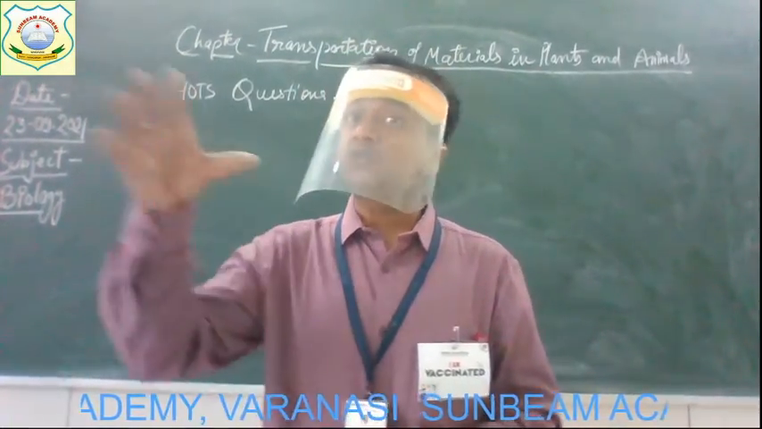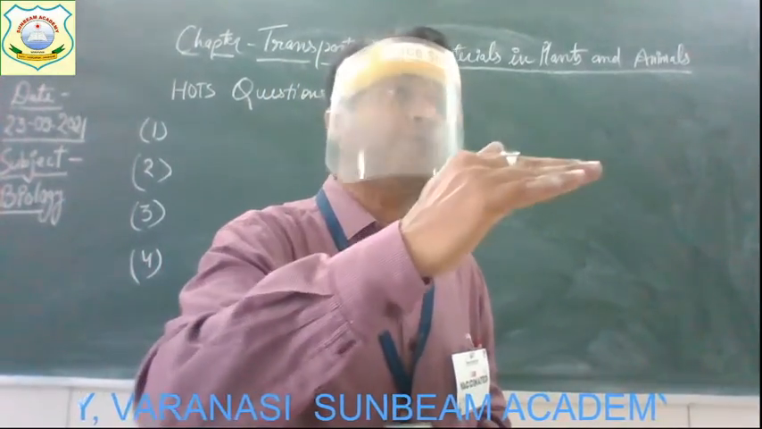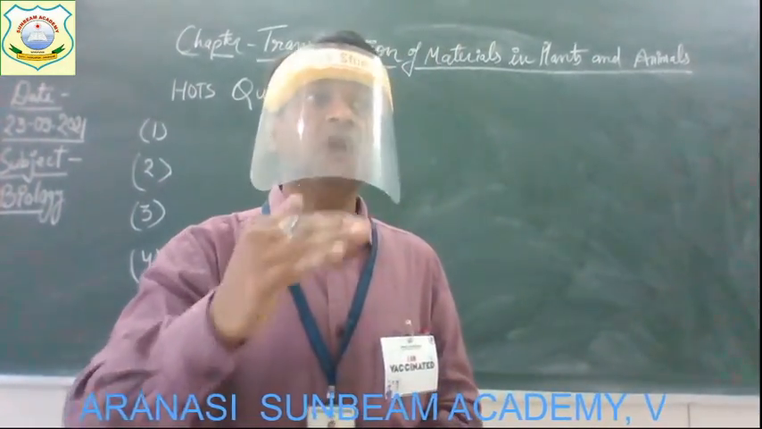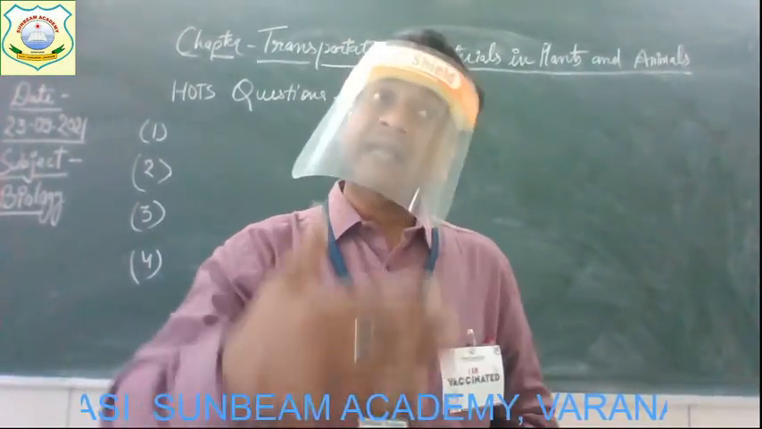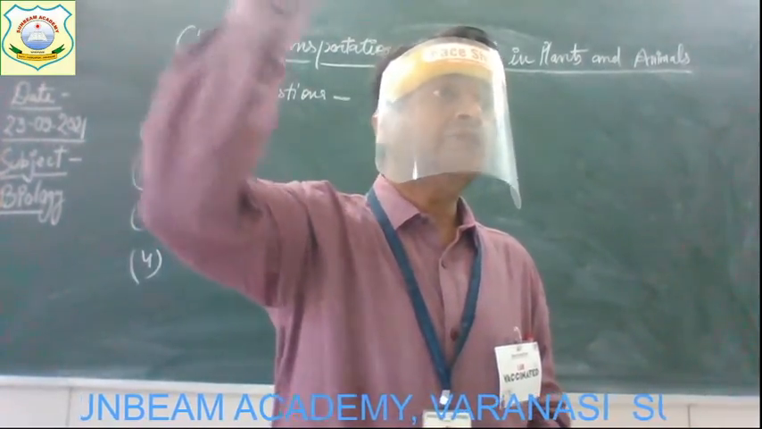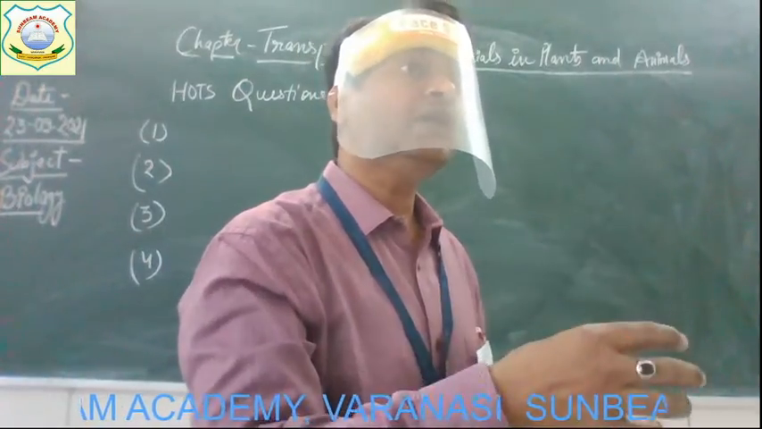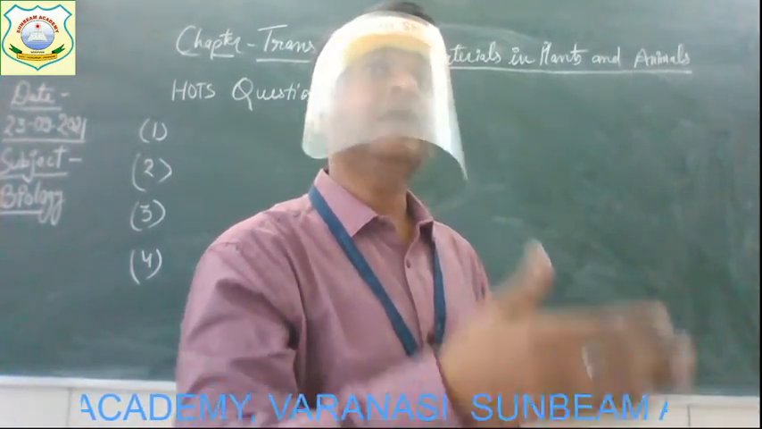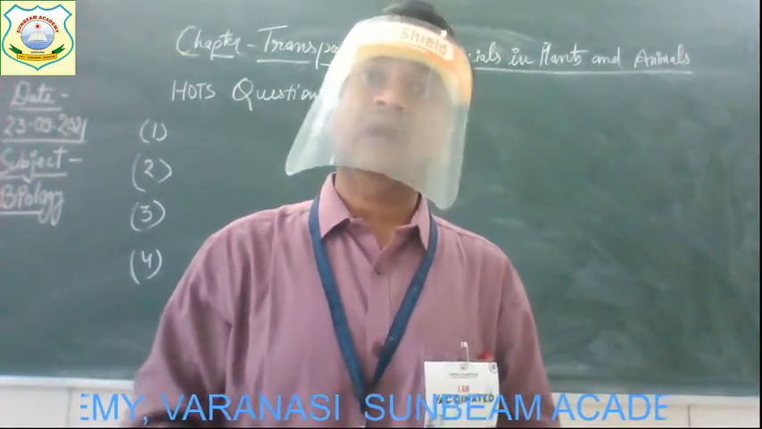If they stop absorbing the water, then what will happen? This pulling force will stop, and if it stops, no water will be able to move up again. So for continuous movement of water up in the plant, a force is required, and that force is produced because of transpiration. That is why transpiration is required. Removal of excess water is required.